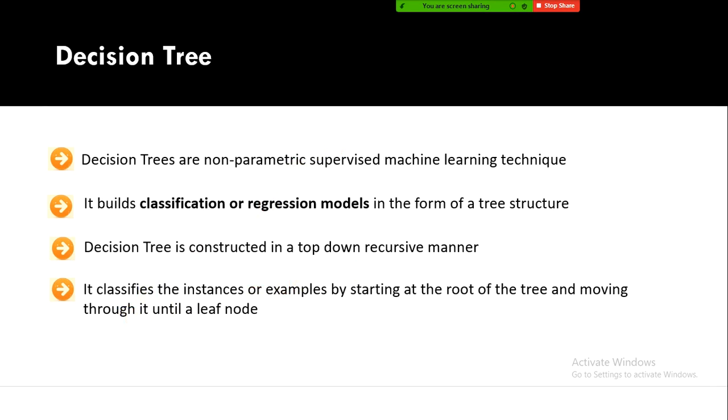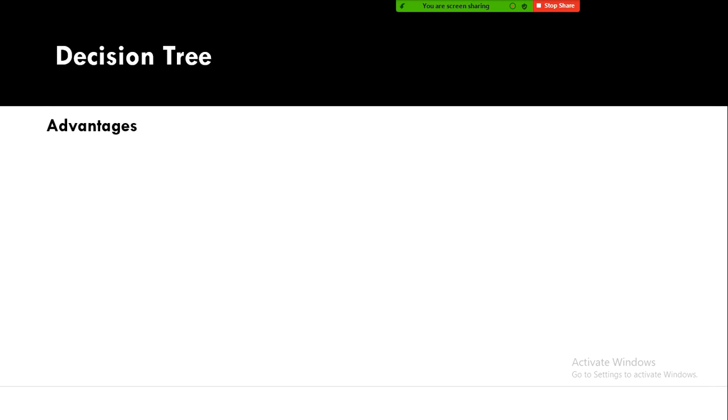Now let us try to understand the advantages of decision tree. It is very easy to understand and interpret. Even a layman, when he looks at the decision tree, should be able to gain insights from it. That is one of the important advantages of decision tree. And using decision tree, you can generate the rules. In R, there are some packages available using which you can generate the rules from the decision tree.